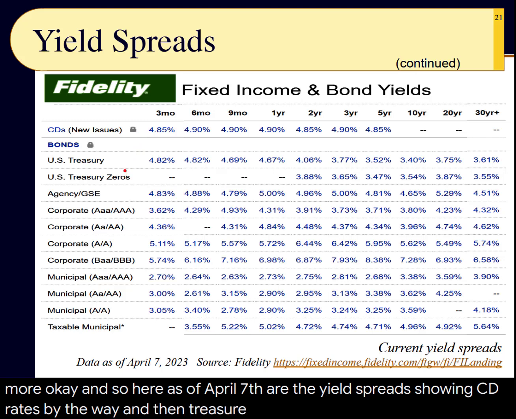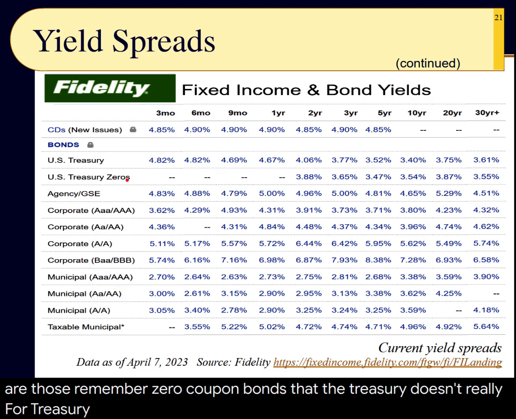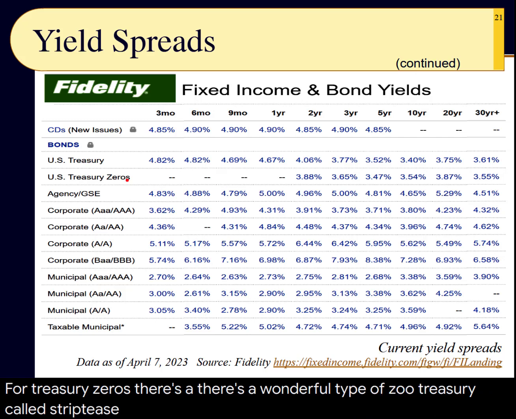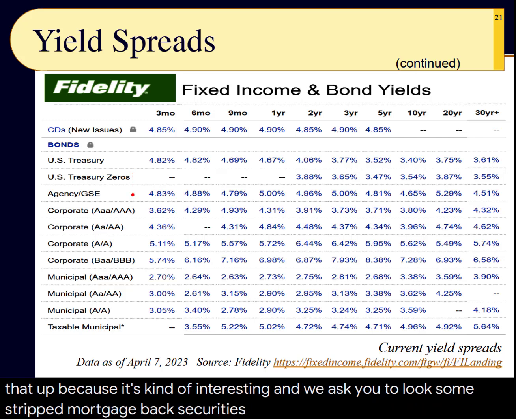Okay, and so here, as of April 7th, are the yield spreads showing CD rates, by the way, and then Treasury, U.S. Treasuries, Treasury zeros. What are those? Remember zero coupon bonds? The Treasury doesn't really offer Treasury zeros. There's a wonderful type of Treasury called strip T's, stripped T apostrophe S, and you might want to look that up because it's kind of interesting. And we ask you to look at some stripped mortgage-backed securities in the assignment in chapter 8.